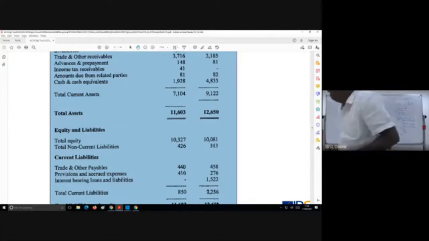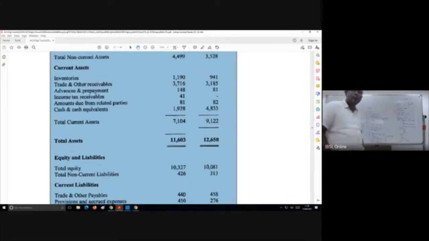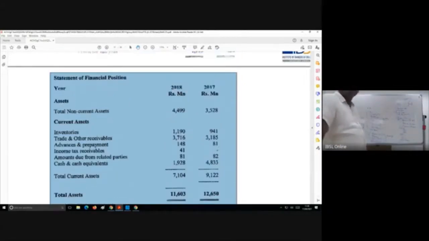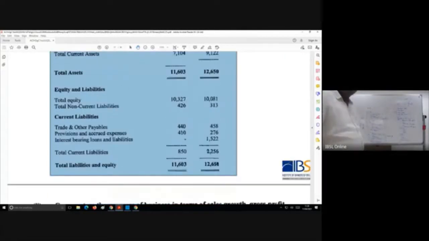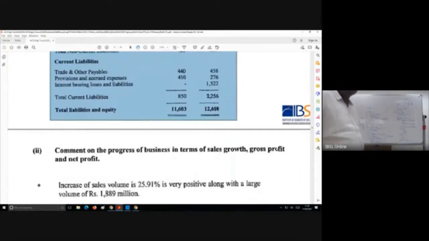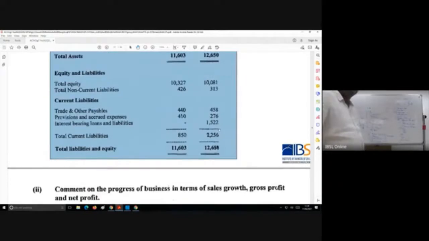Out of the 2 billion cash drop, 700 you can justify saying it has been used for the stocks or debtors. However, the balance part has to go somewhere else. Non-current assets have gone up by almost 1 billion. Your short-term loans have come down by 1.5 billion. Long-term liabilities, not given. Is given.